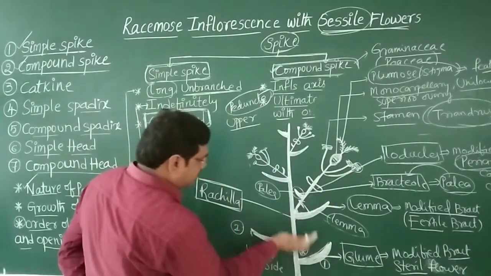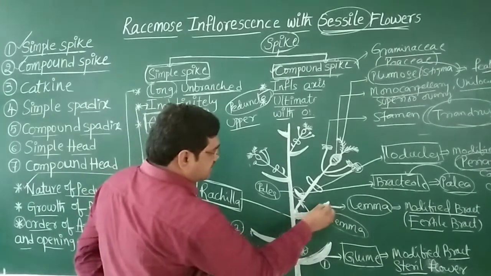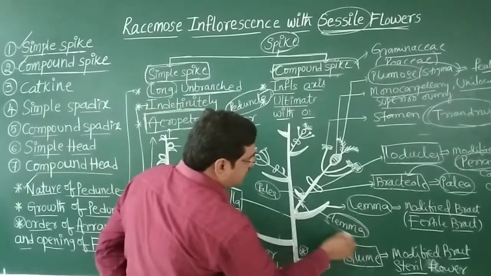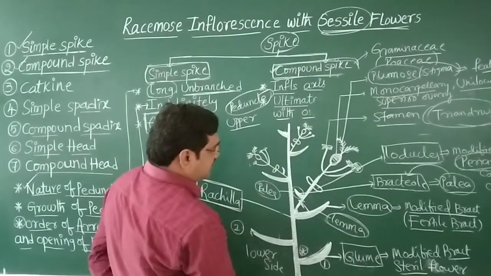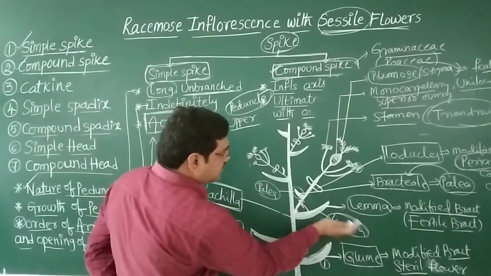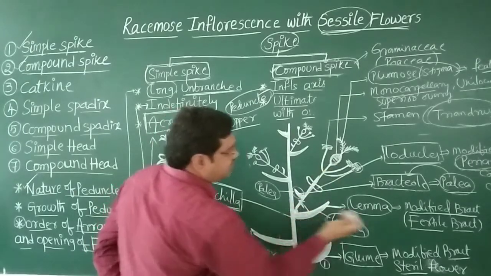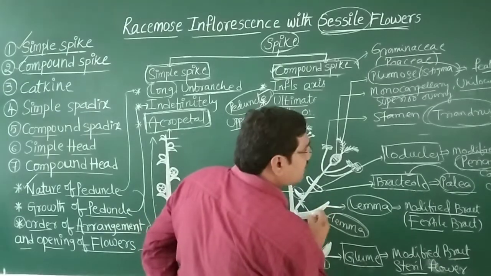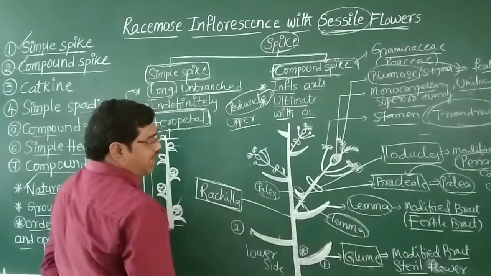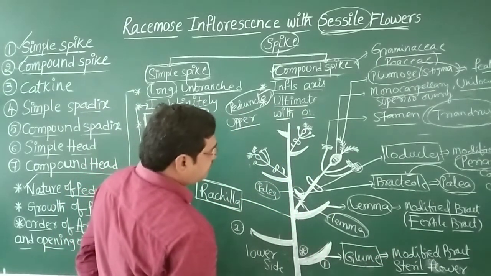Next, just above the glumes, some bracts are there. The bract is called the lemma. This lemma is also a modified bract. Opposite to the lemma, the flower is present. That bract is called a fertile bract, bearing a fertile flower.